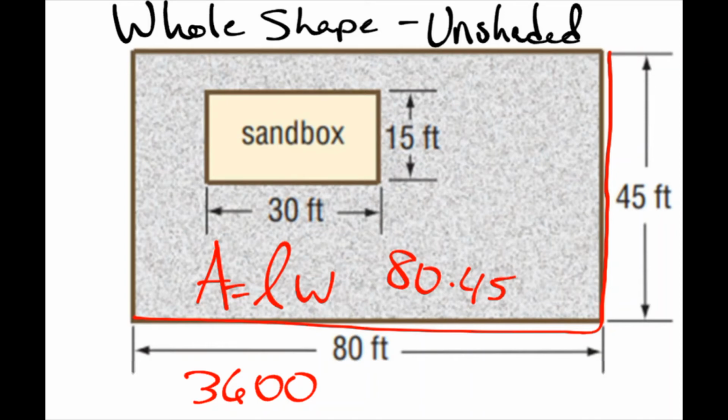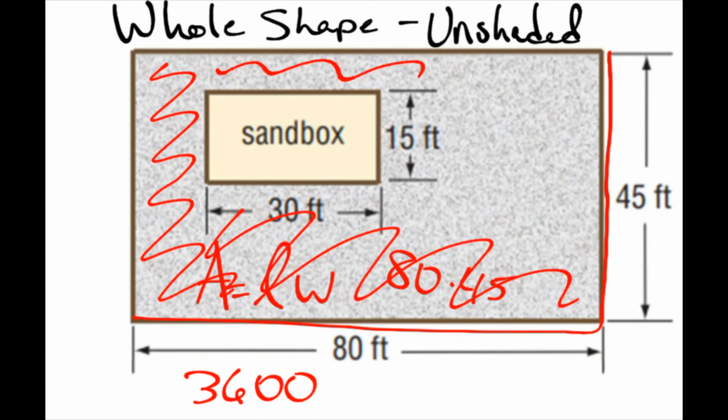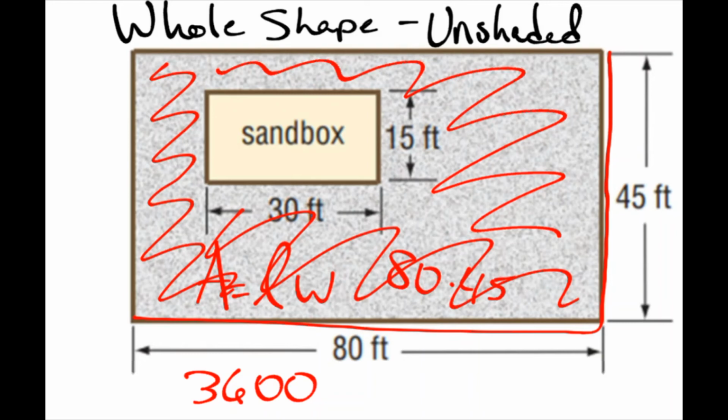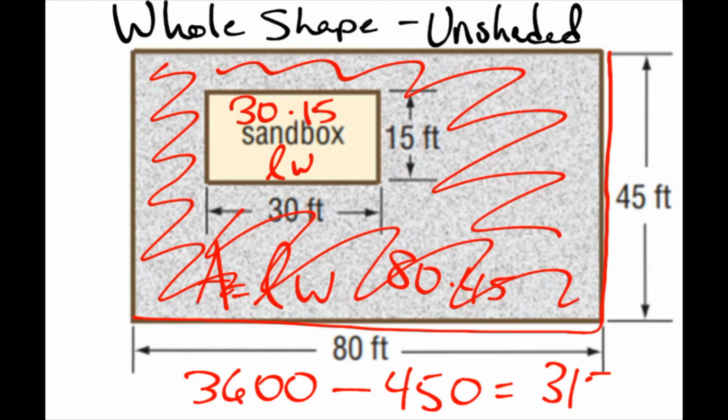I'm trying to figure out all of this leftover part without the sandbox. So I have to subtract out whatever the area of the sandbox is, which is again still just length times width, but now it's 30 times 15, which gives me 450. I subtract those two, and that gives me the leftover part of 3,150. We're still talking about area, so that's feet squared.